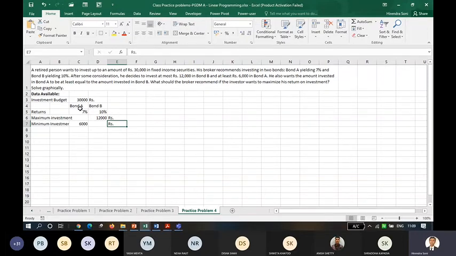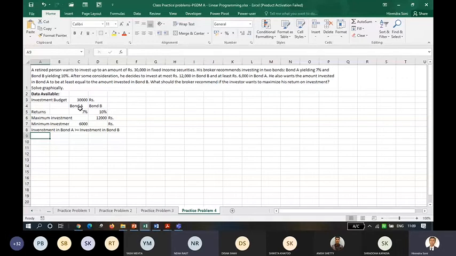इसके बाद में क्या है? He also wants the amount invested in bond A to be at least equal to the amount invested in bond B. So that means investment in bond A at least equal to बोल रहा है. So that means it has to be greater than or equal to investment in bond B. Correct? Am I interpreting it correctly? Yes, sir.